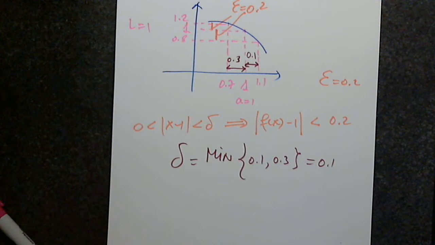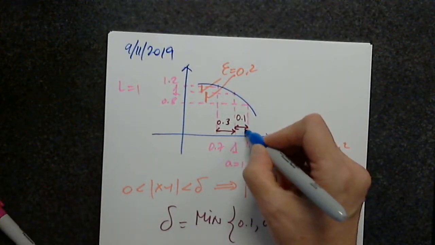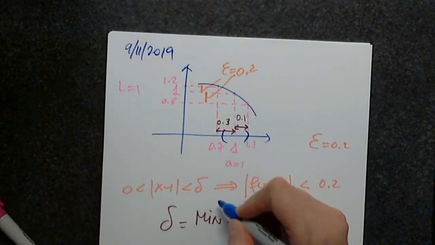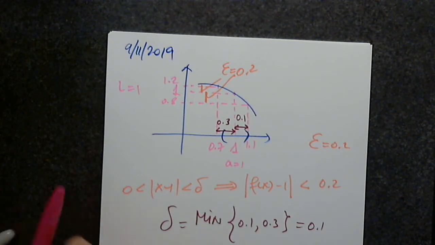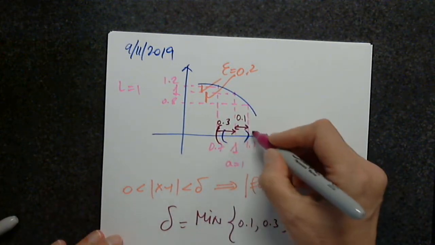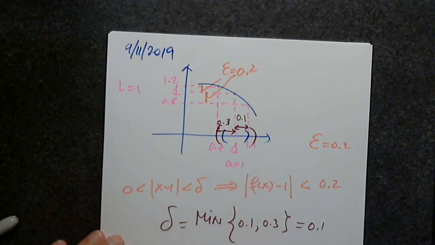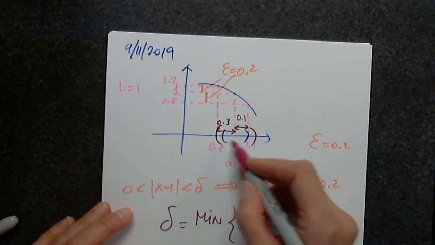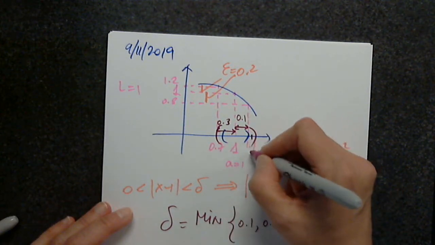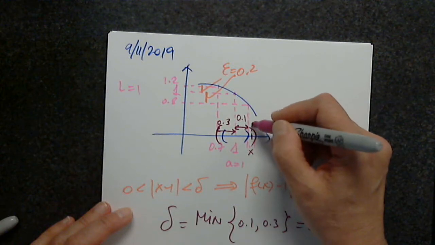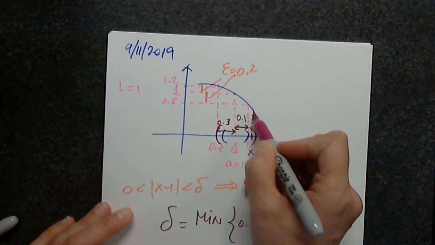Here's why. If you remember, we talked about that. 0.1 will be this interval. I'm going to use a different color. And 0.3 will be this interval. And here is the potential problem. If I use the bigger of the two, I could potentially make a mistake, or not make a mistake, just pick x here.